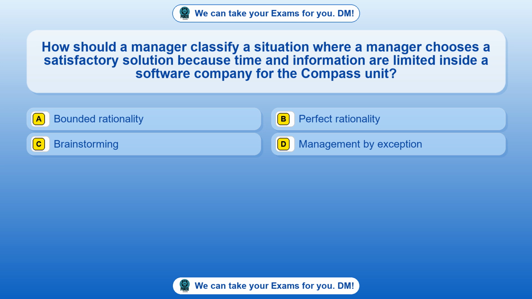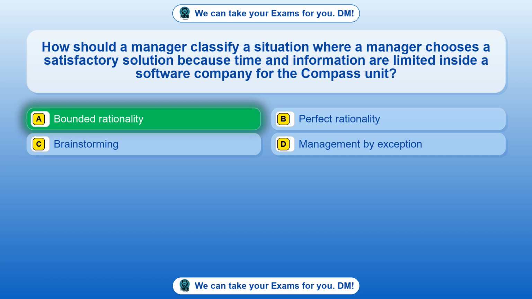Question 72. How should a manager classify a situation where a manager chooses a satisfactory solution because time and information are limited inside a software company for the compass unit? Option A, bounded rationality. Option B, perfect rationality. Option C, brainstorming. Option D, management by exception. The correct answer is option A, bounded rationality.